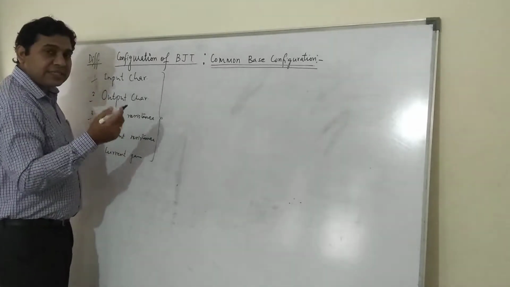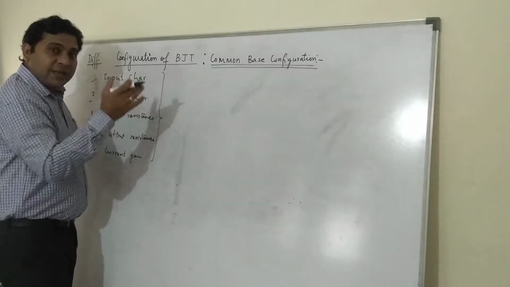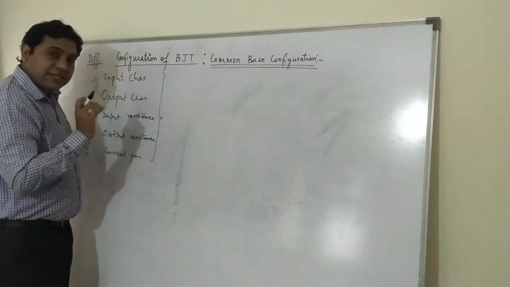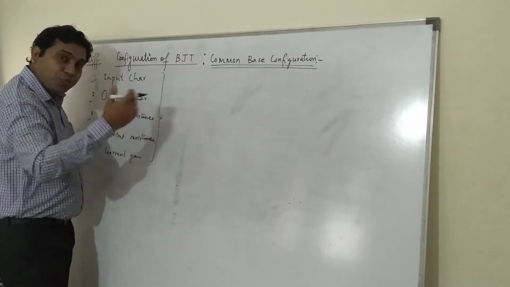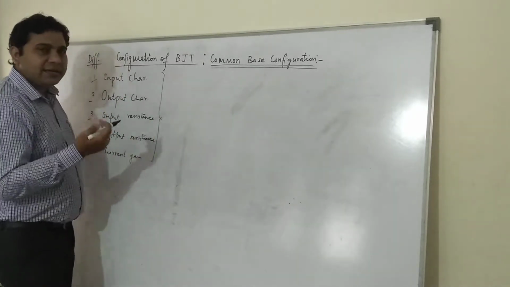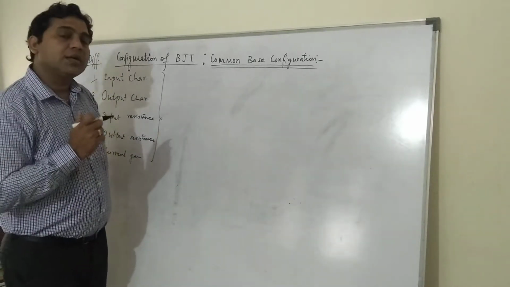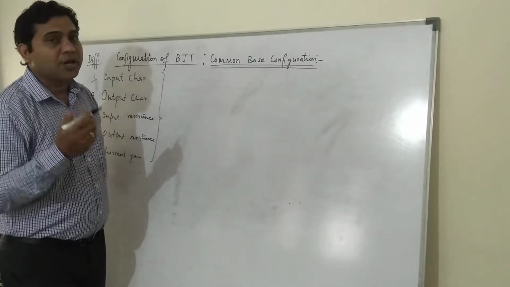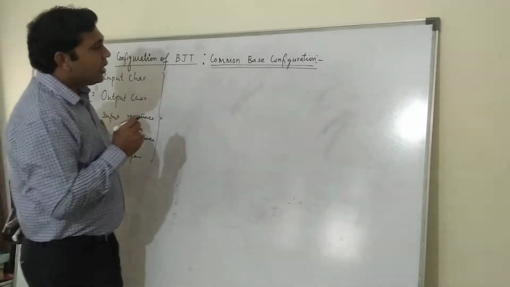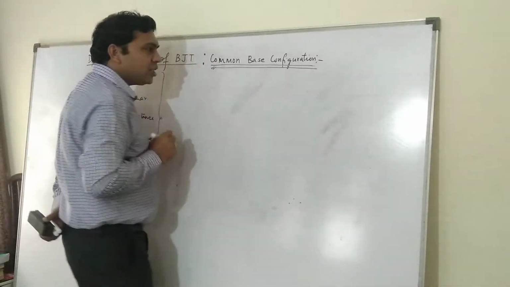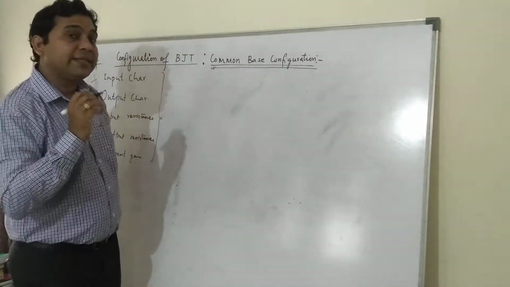Input resistance is the resistance offered by the BJT at the input side, and at the output side it is the output resistance. Current gain is the ratio of output current to the input current. Okay, so first let me draw the circuit of common base configuration and then the characteristics.